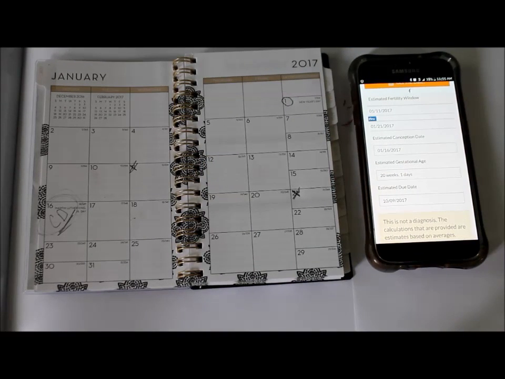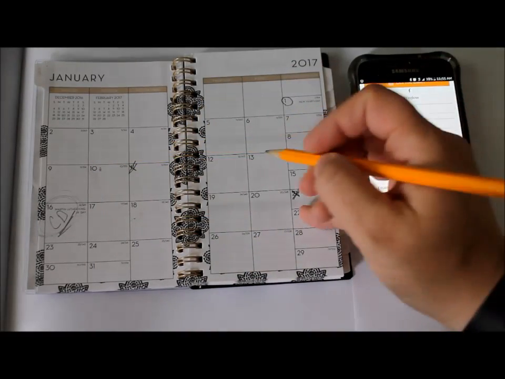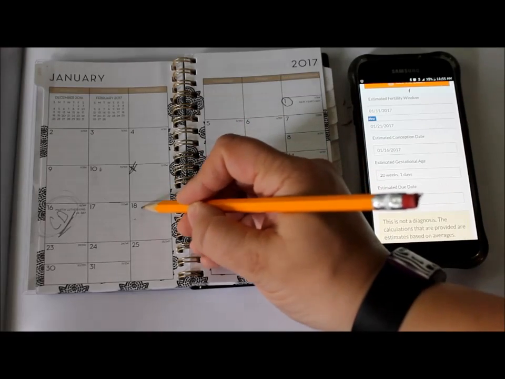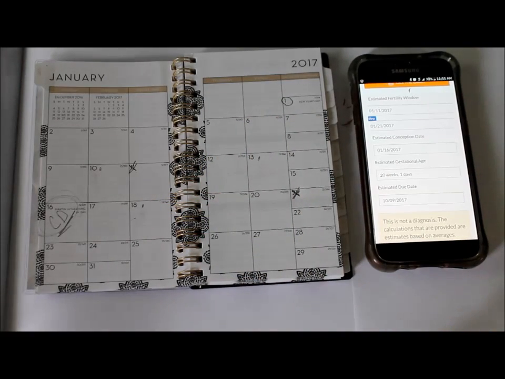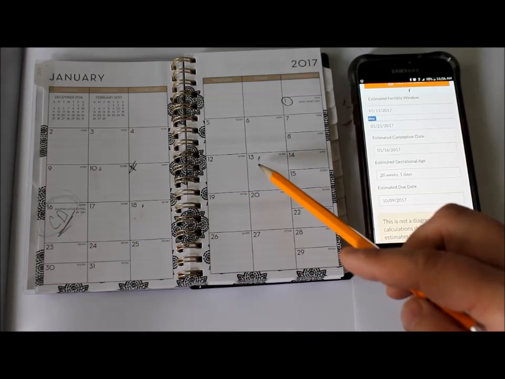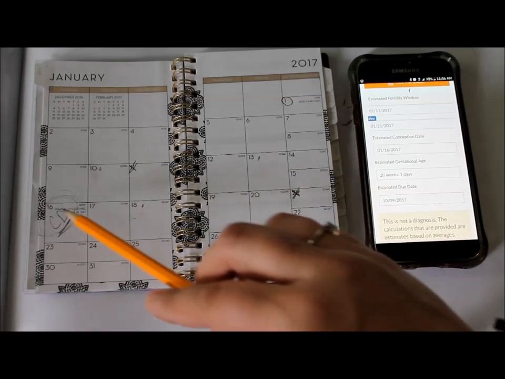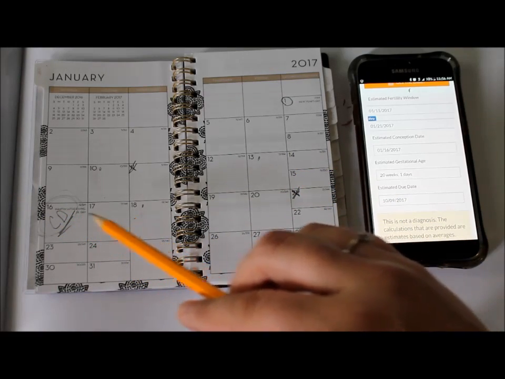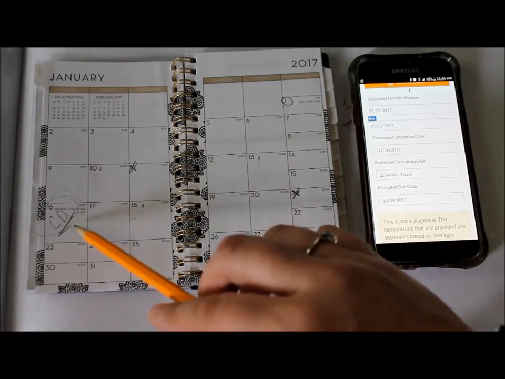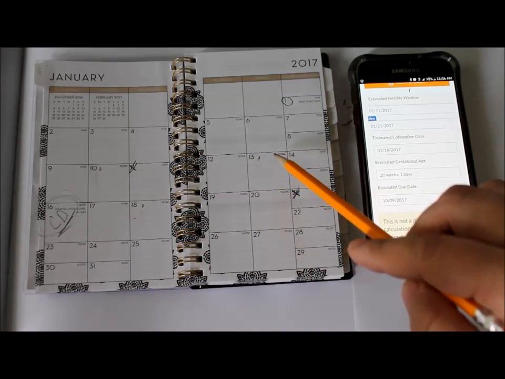Let's say you had intercourse on January 10th, January 13th, and January 18th. So here's the 10th, here's the 13th, here's the 18th. The closest day to your conception date is when you had intercourse on the 13th. Around this time, even after, because we're not 100% sure, is when you most likely conceived from this particular instance.